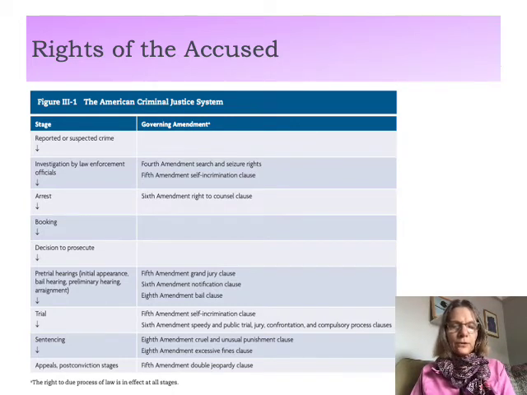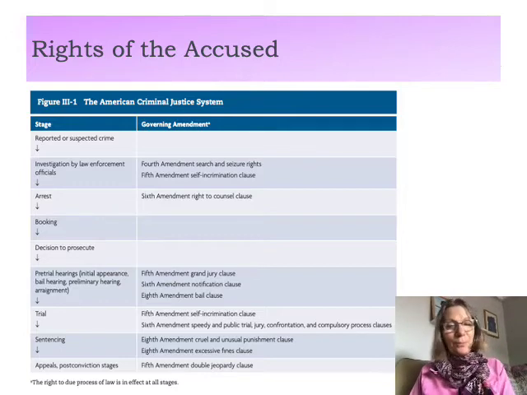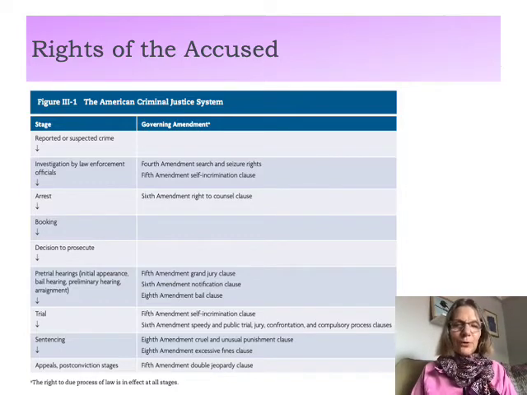You're going to be booked after arrest. You'll be brought down to the police station. You'll be booked, fingerprinted, photographs will be taken, and bail may be set at that point as well. And you have the right to counsel at that point of booking.